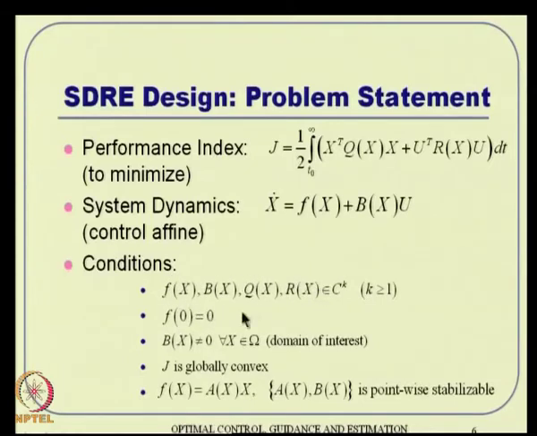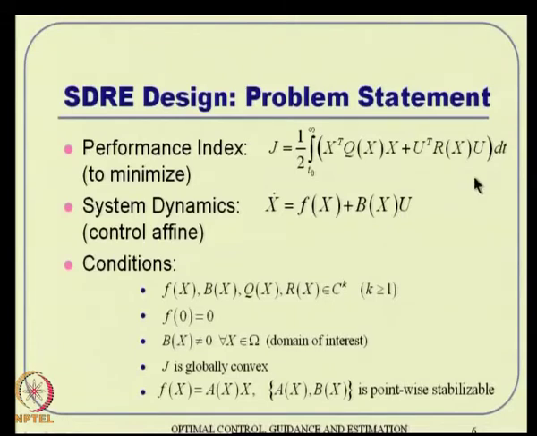Okay. In addition to that, you must also have f of 0 equal to 0. Remember, the whole idea here is to take x to 0. And once x goes to 0 asymptotically, then x dot should also go to 0. And in that situation, u should also go to 0. So, if x dot goes to 0, and u goes to 0, and f of x is non-zero, then there is an incompatibility issue.